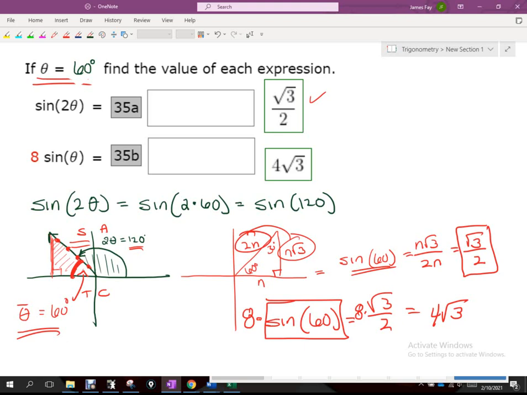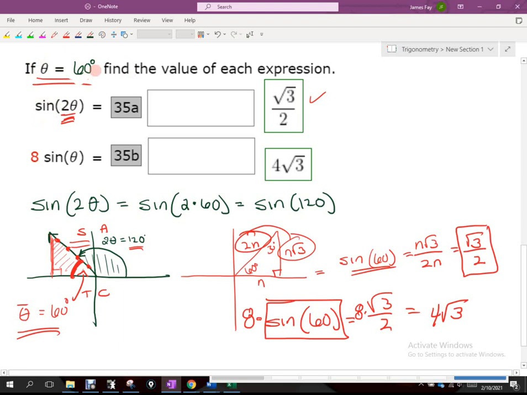There will eventually be other ways of dealing with this. This is referred to as a double angle, because theta is our angle and the 2 doubles it. So there may be easier ways down the road with what we call double angle formulas that will allow us to do this as well.